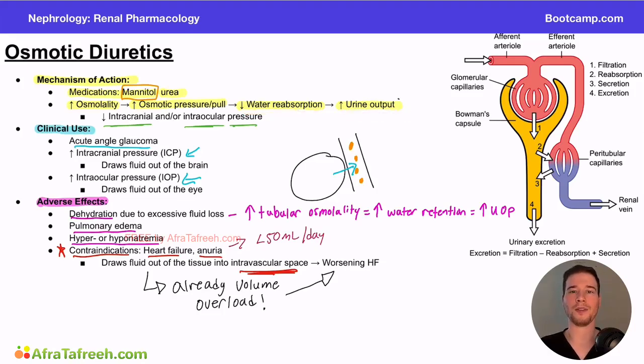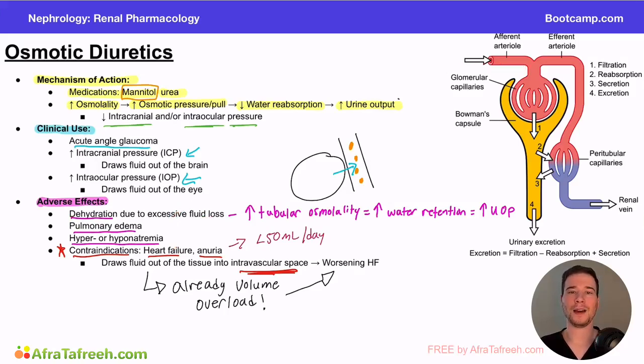This can be used for a variety of different things, including acute angle glaucoma, increased intracranial pressures, and increased intraocular pressures as well. How? Because it draws fluid out of the area. We draw fluid into the vascular system. This is going to relieve some of that pressure in the cranium or the eye itself. Finally, some adverse effects that we need to be mindful of are dehydration, right? If we pull too much fluid into the tubules, we increase our urine output too much, we can get dehydrated. We can also consider that pulmonary edema and electrolyte derangements can be a problem as well, depending on the shifts of the fluid.